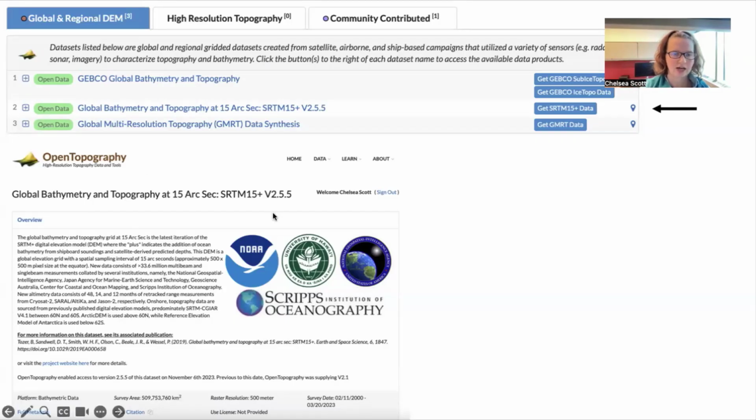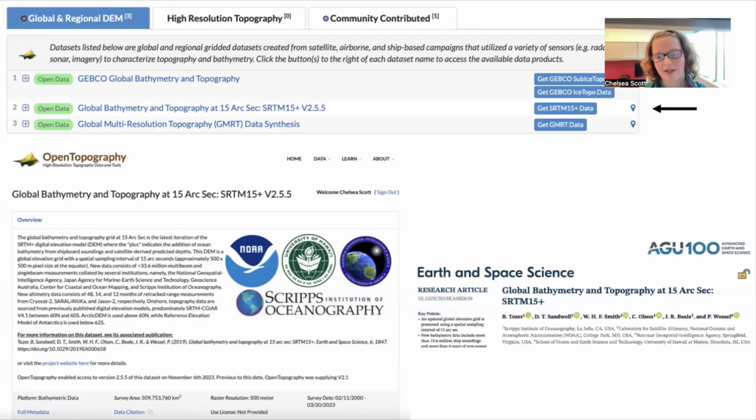And when you select that, you'll get this page, which gives you a little bit more information about the dataset, in particular including the 500-meter resolution of the data. And this data can be referenced from the paper here by Tozer et al. The next few slides I'll be discussing come from the information directly presented in this publication.